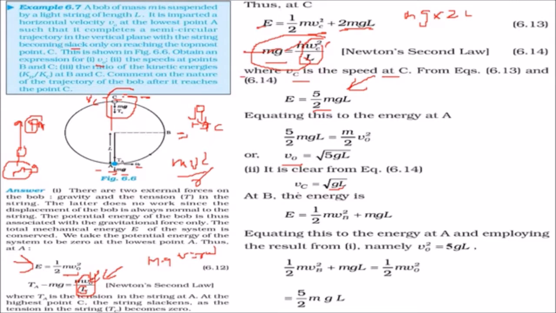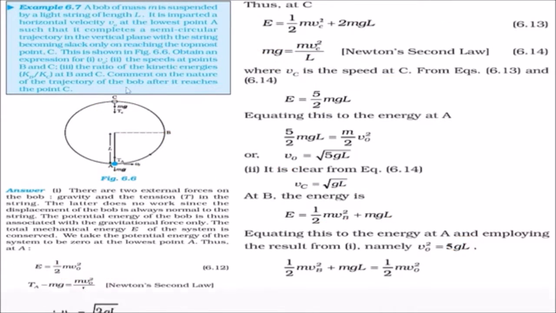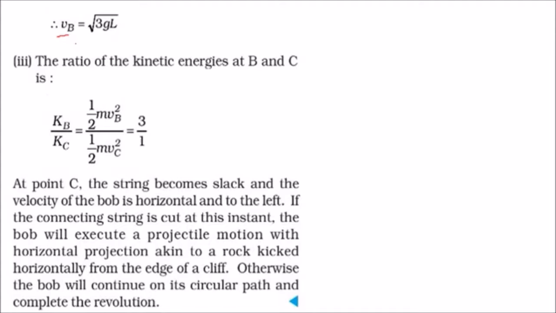Now at point B, it has both the energy, that is half m vb square, the velocity at B, and mgl, this is the height. So this is the energy. Now we have to equate this to the energy at A, because the energy at all the points A, B, C will remain the same. So we have v0 square equal to 5gl. Let us put it here: half m vb square plus mgl is equal to half m v0 square. Now v0 square can be easily written as 5gl, and you get the final as 5 by 2 mgl. And in this case, we get vb equal to under root 3gl.